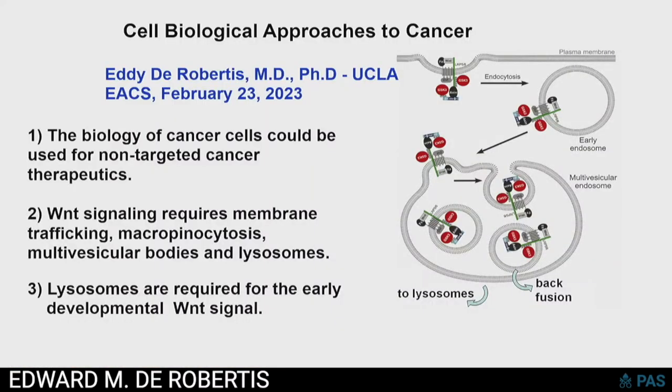I would like to discuss with you today how the biology of cancer cells can be used for non-targeted cancer therapeutics. I will use an example, our own work on Wnt signaling, which we found requires membrane trafficking, macropinocytosis, multivesicular bodies, and lysosomes, all of which could in principle be targeted. And finally, I'll tell you a few things about lysosomes and signaling in the embryo, which is quite interesting.